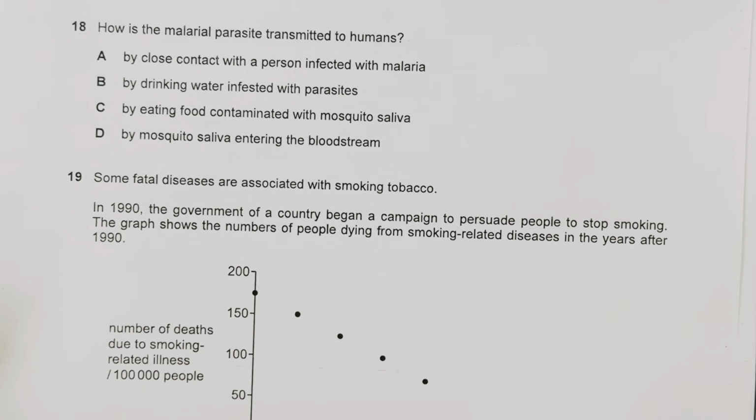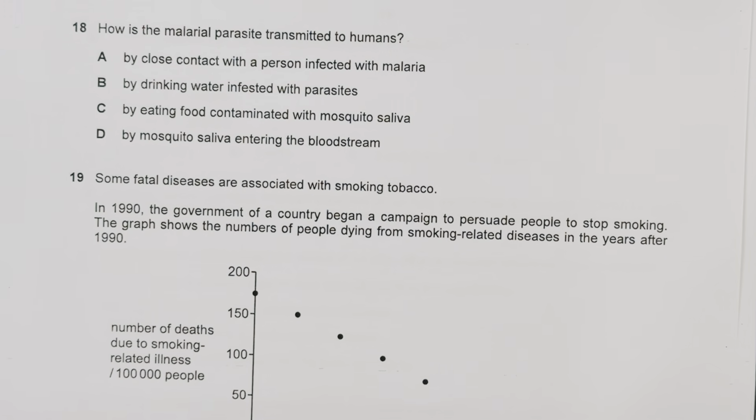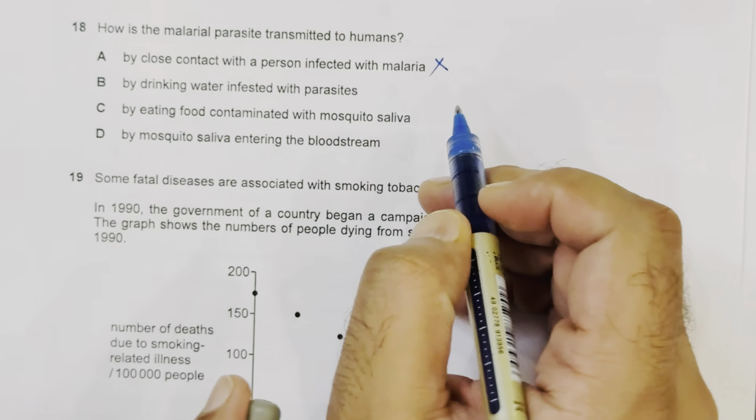Moving to question number 18, how is the malarial parasite transmitted to the human? Okay, malaria transmitted directly into the bloodstream by close contact with the person infected with the malaria, no. It is not a viral disease.